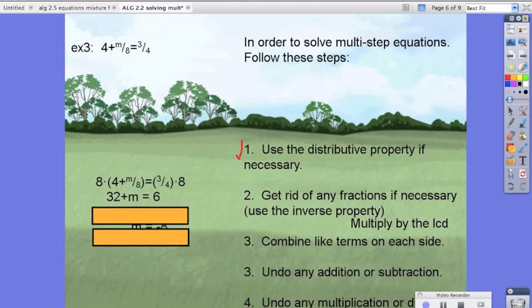Now, we have to combine like terms, which in this case we're okay, then undo any addition or subtraction. So we're going to subtract 32 from both sides. Then we're left with m equals -8.